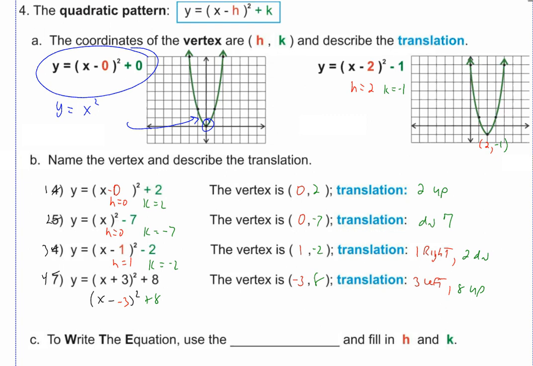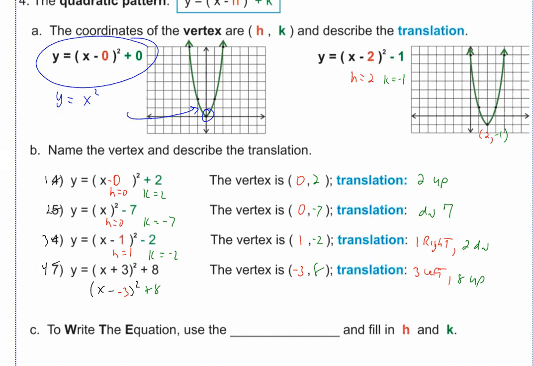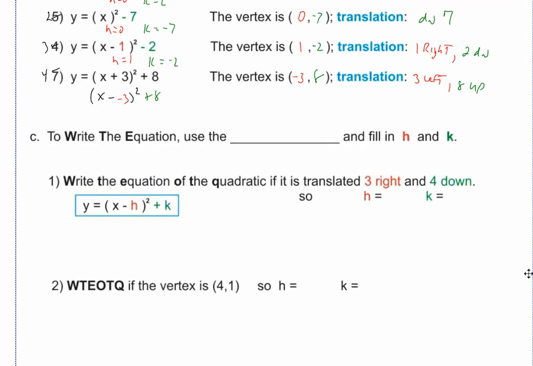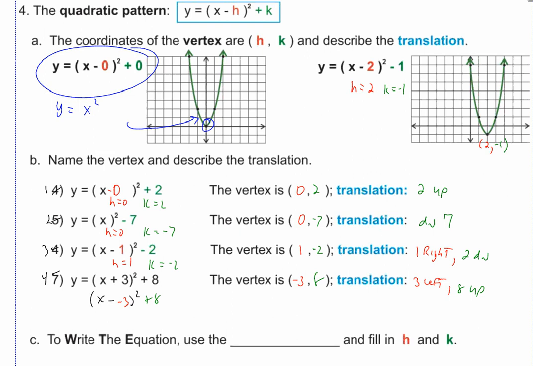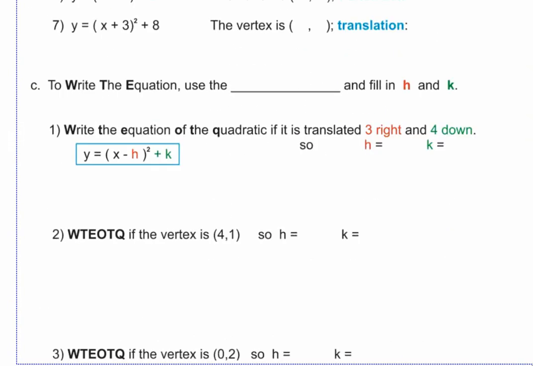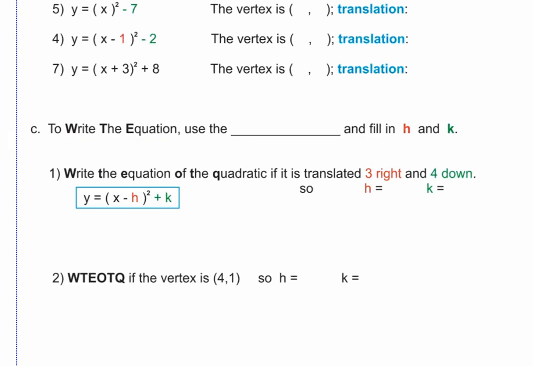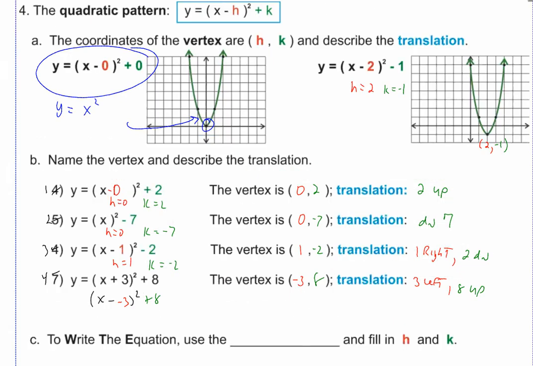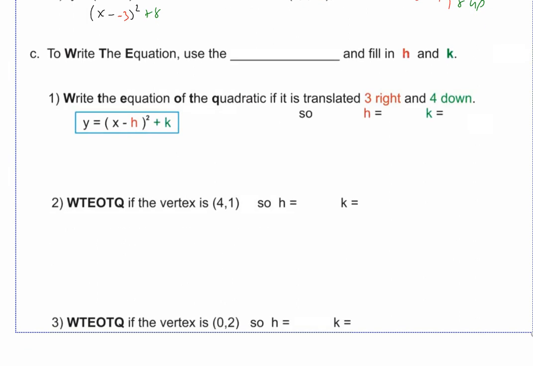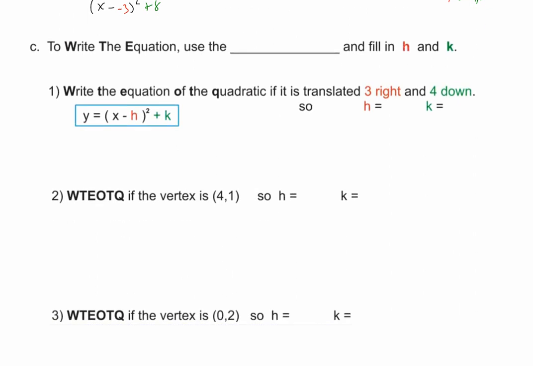Now, to write the equation, use the pattern to fill in h and k. All right, I don't know what just happened there. Everything's off. Let me see if I can get it back. Okay, we'll get there. Sorry about that. To write the equation, use the pattern to fill in h and k.